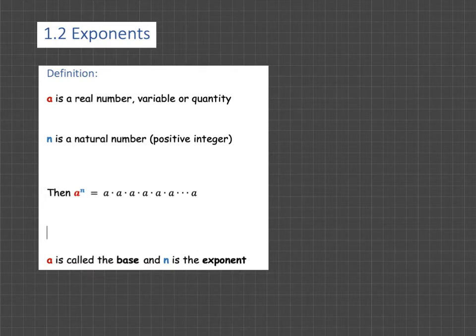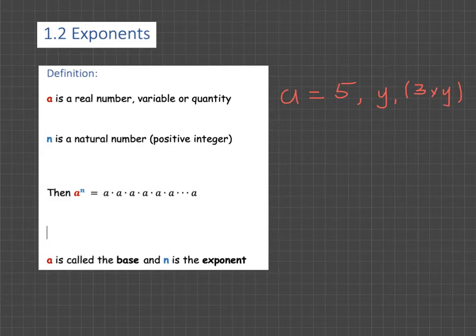So we're going to take a to be a real number, a variable, or a quantity. For instance, a could be equal to just some real number, something like 5. Or a could be a variable, let's use y this time. Or it could be a quantity. This is what I mean by a quantity: something in parentheses, like a combination of numbers and variables.